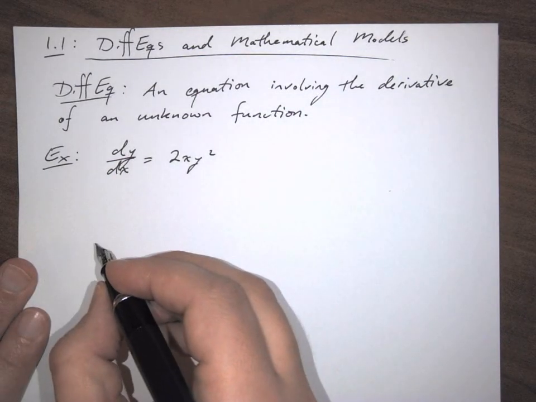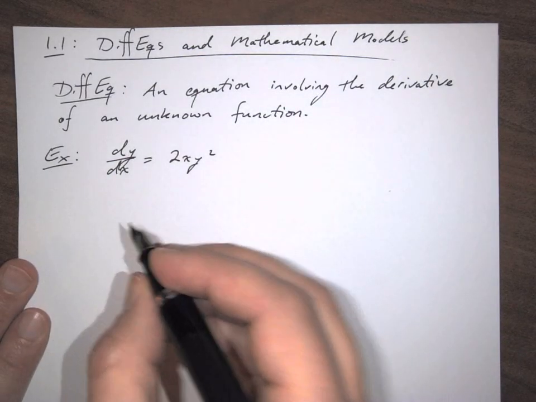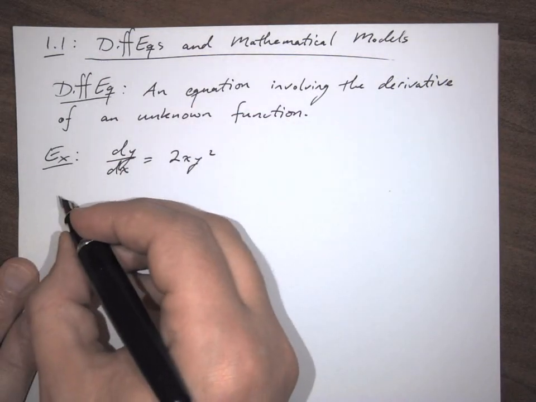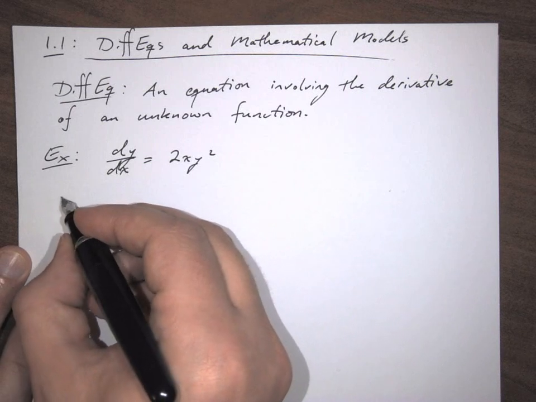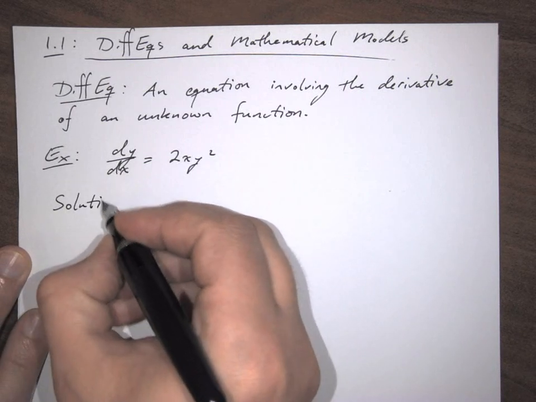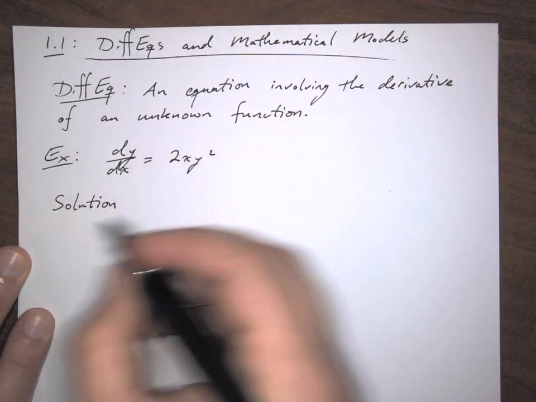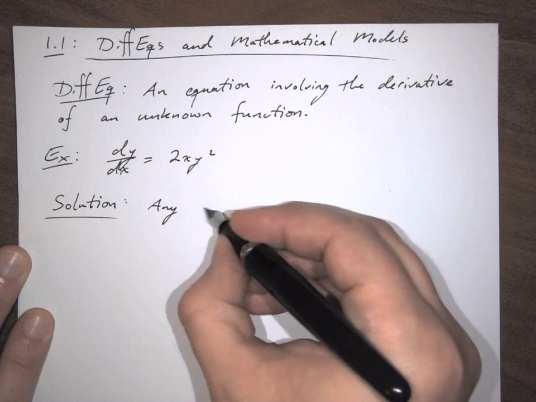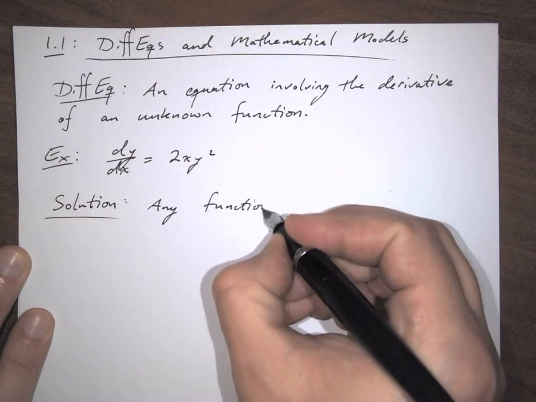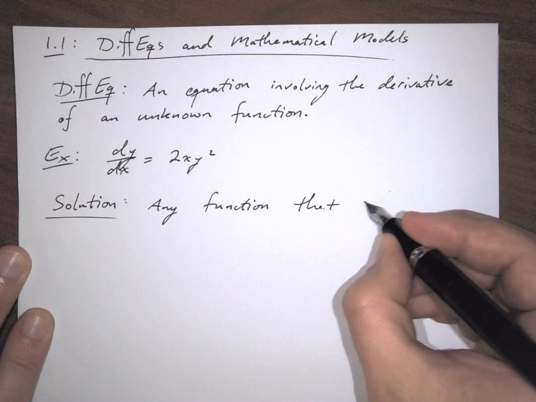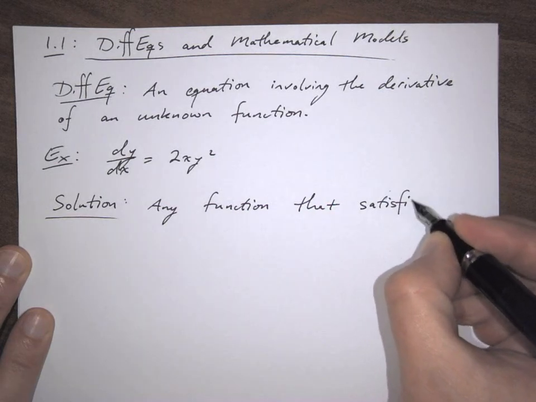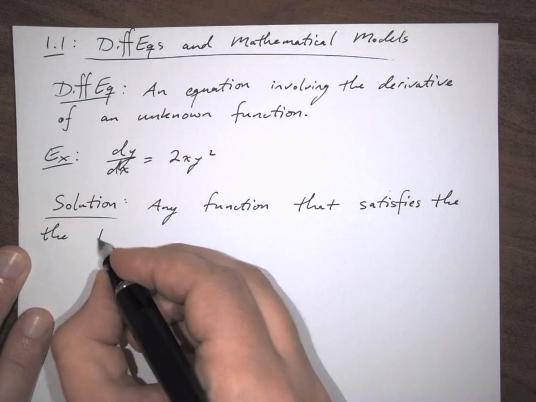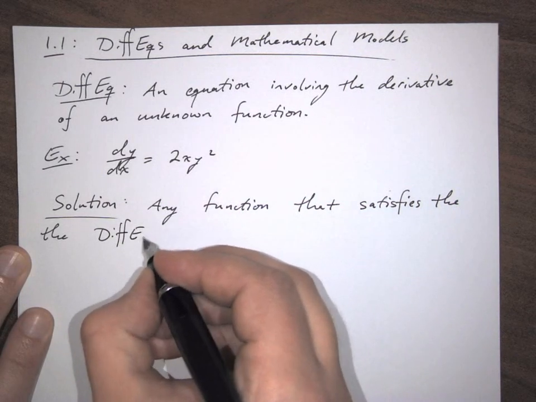Now, what we could do, if given a specific formula for y, is check whether it actually verifies or checks with this. And that is what it means to be a solution, is to satisfy this original equation. So a solution is any function that satisfies the differential equation.